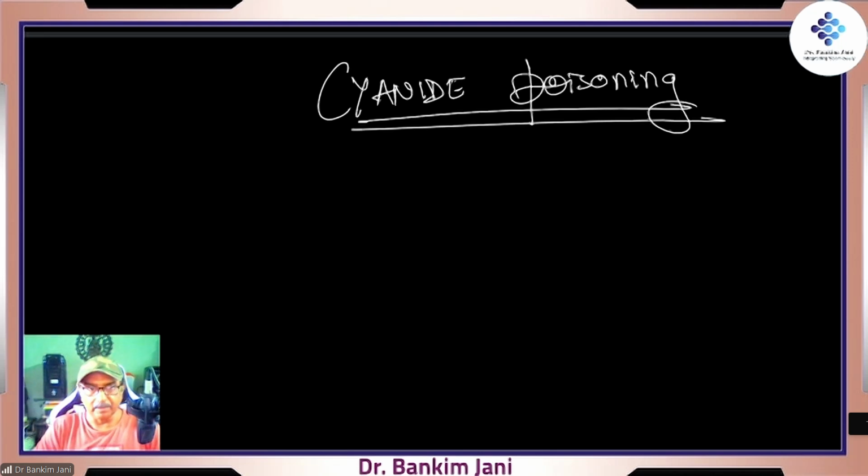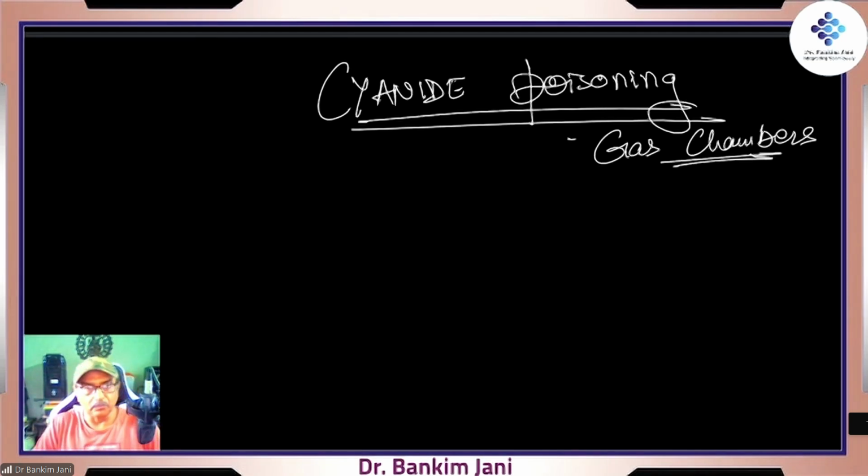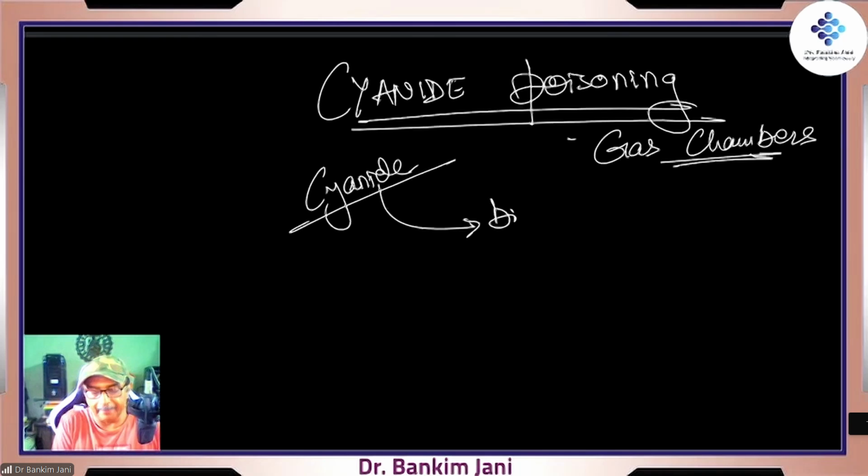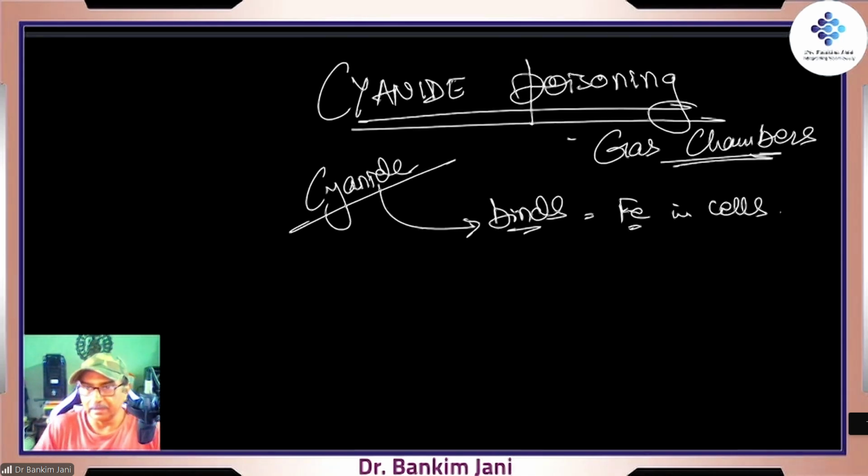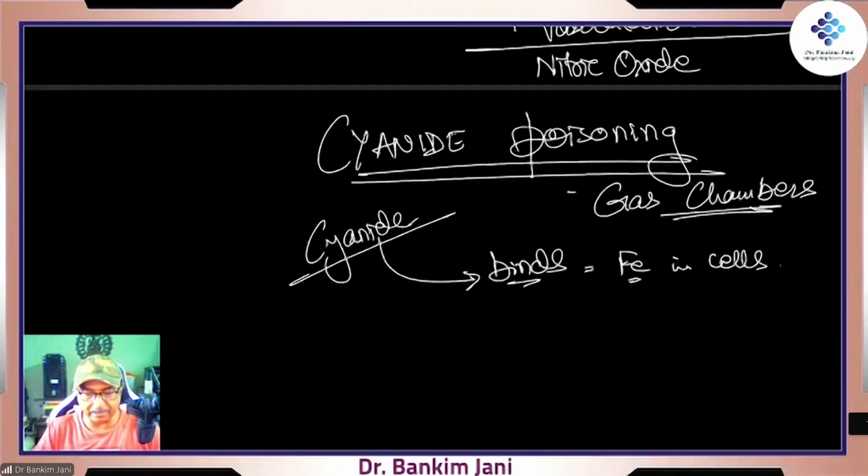Cyanide poisoning. This is also one of the poisons which has been used extensively in gas chambers. Very painful death. Very painful. What does real cyanide do? It binds, and it binds to the iron in cells. Competitive inhibition. Exactly, you are very right. This is what is called competitive inhibition.